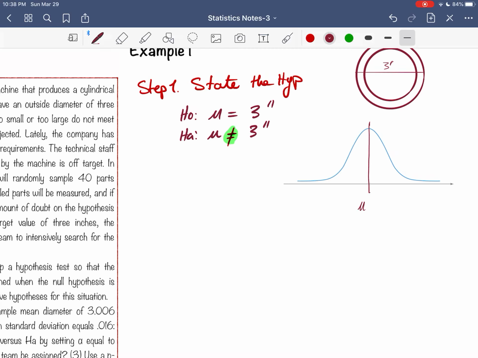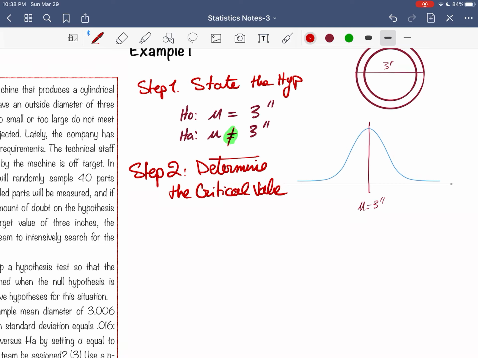And I'm going to have mu is equal to 3, which is right there. Okay, step 2. Determine the critical value. So what is the critical value? The critical value is the cutoff mark that you're going to use as your standard. And so the critical value is related to your alpha.